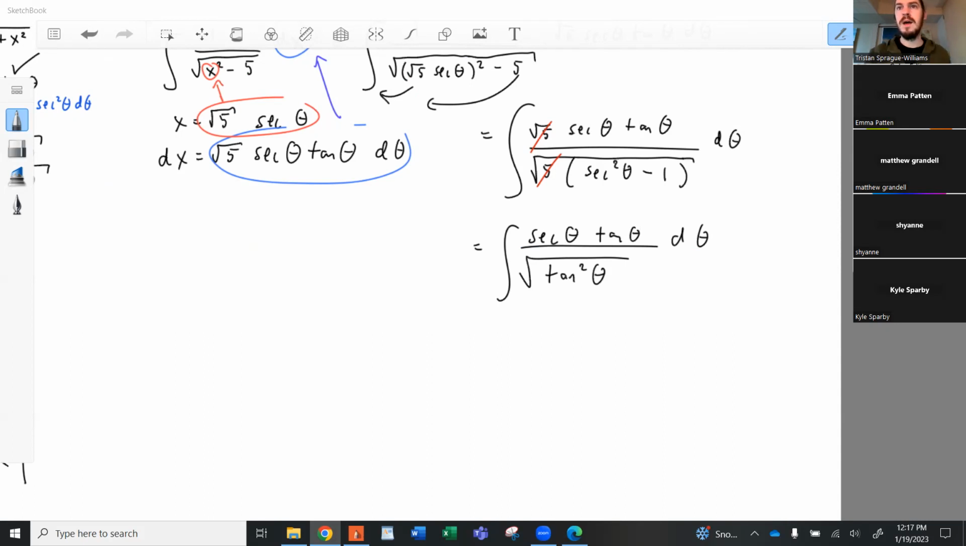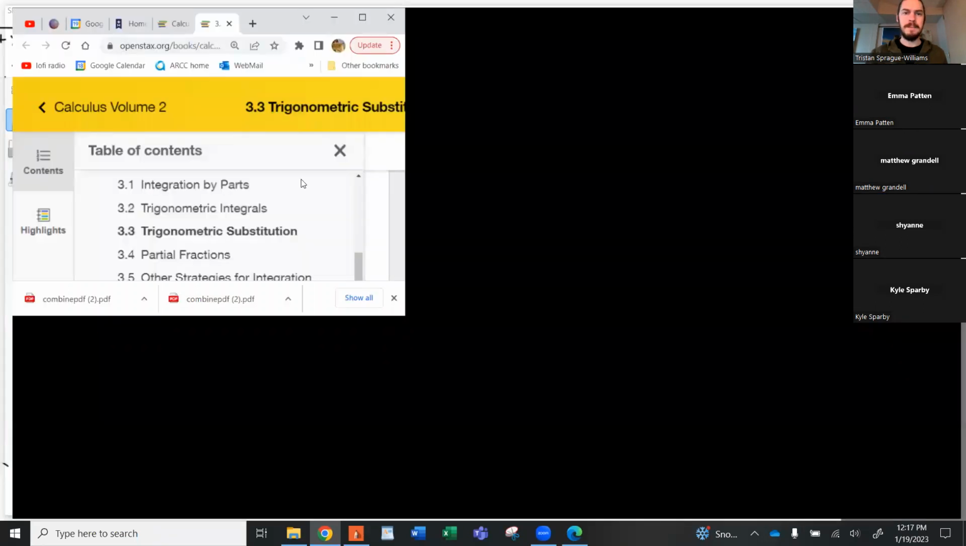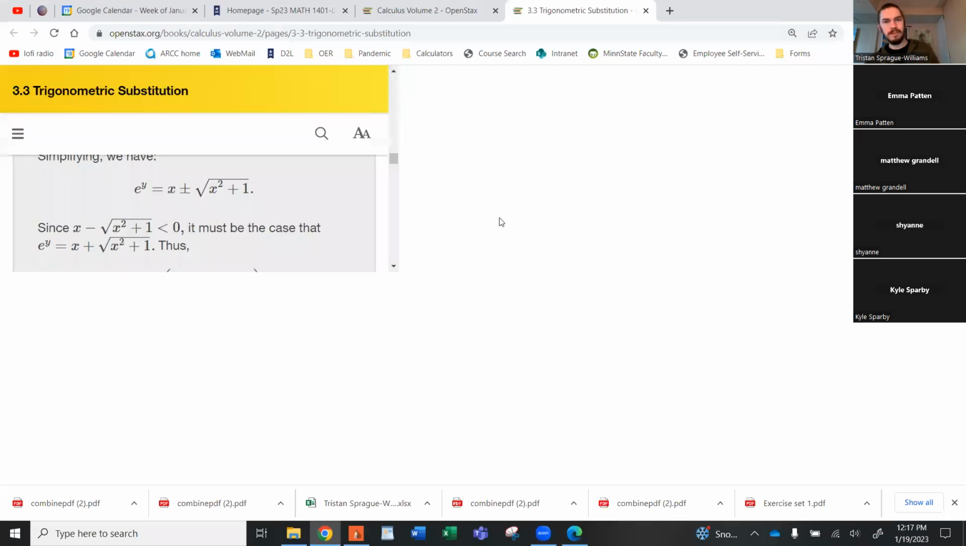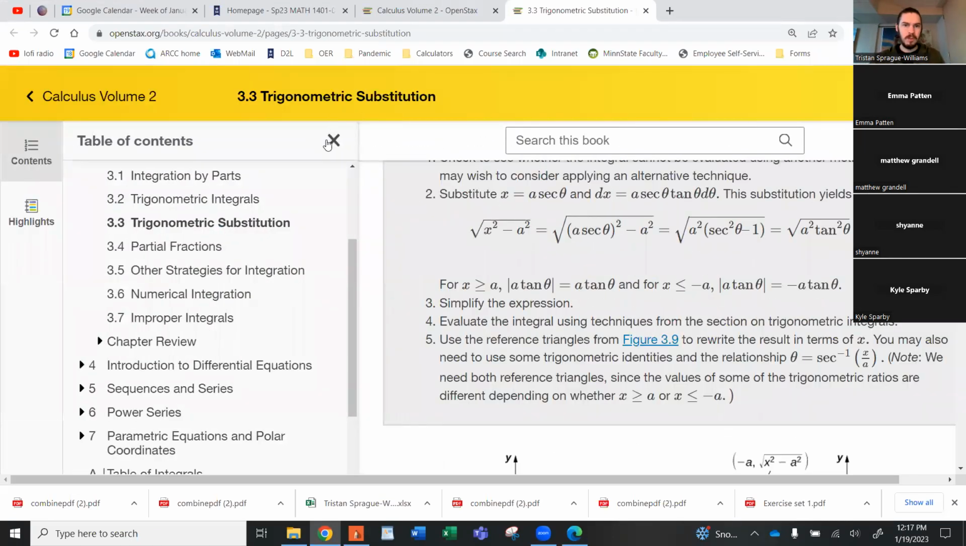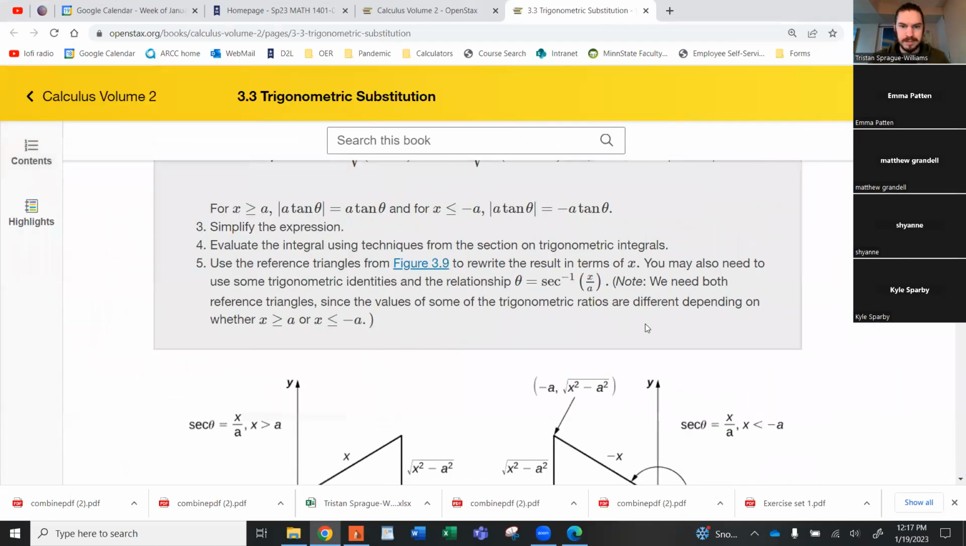It should come up in the example. Okay. So we're going to actually just look at the textbook. It's a good book.